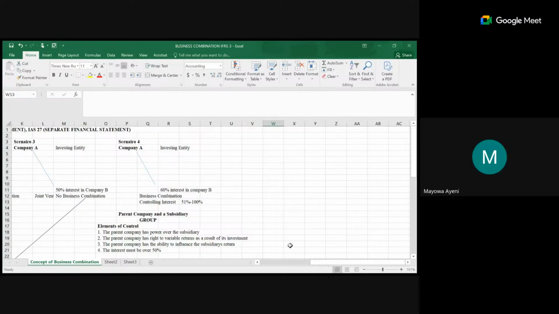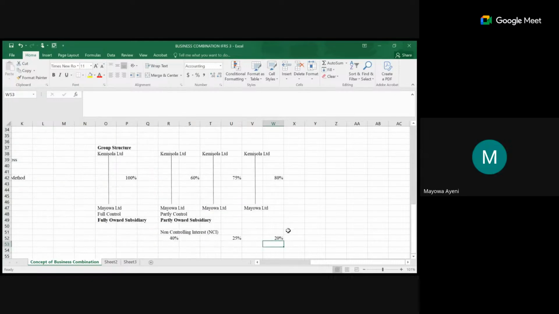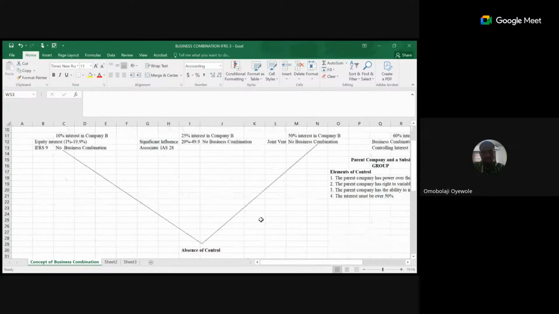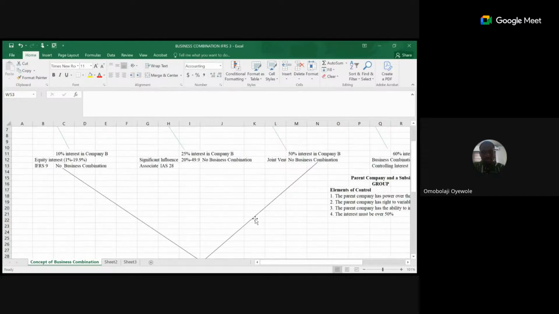You said assets and liabilities of the group are owned by the parent company and the subsidiary only. Yes. Then the only thing the NCI has in the group or in the subsidiary is their own interest that they have. Remember that this 40%, out of the three categories we stated, which category does it belong to?